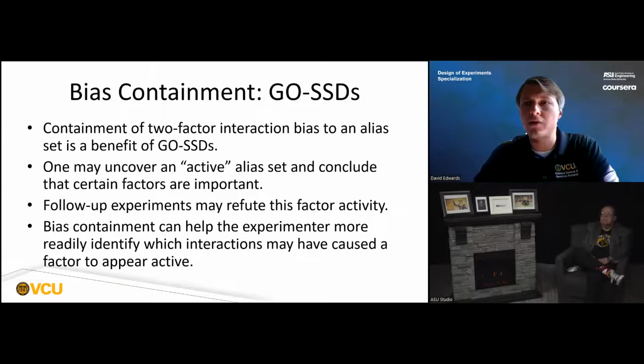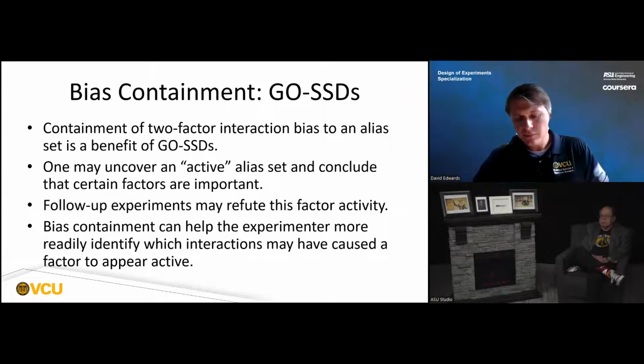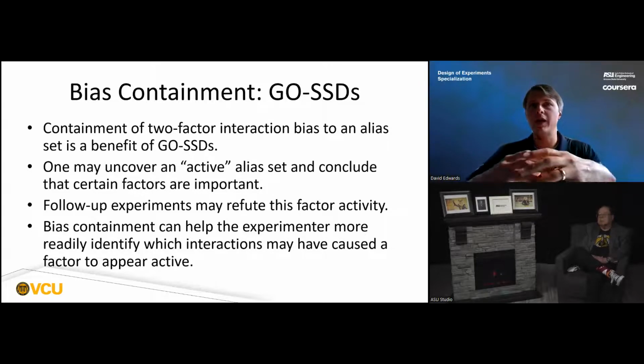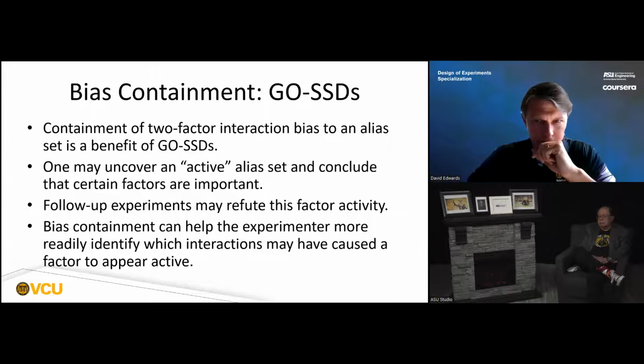Now, I think that something like this also works nicely for group orthogonal supersaturated designs, because here you could explore two-factor interaction bias. And that is really, I think, one benefit of these GO SSDs that Brad Jones and others came up with. They're really clever. You can imagine what you can do with these designs. You've got these groups of factors, orthogonal groups of factors. And with the initial analysis, maybe you uncover what you call an active alias set. You say, all right, there is something in this set of factors that's really important. And you zone in on that alias set and you decide, oh, a few of these factors are definitely important.